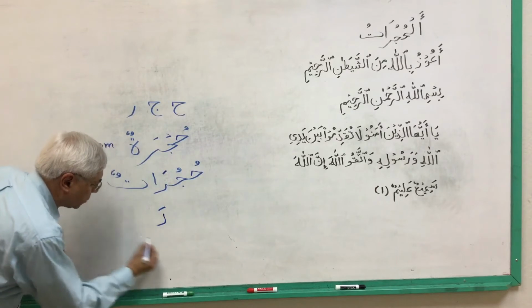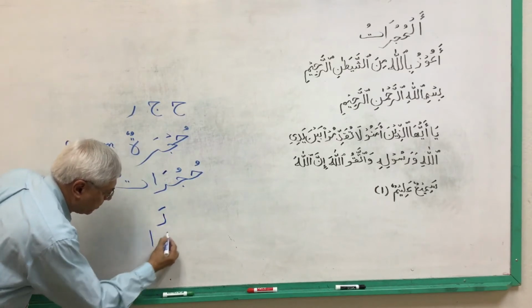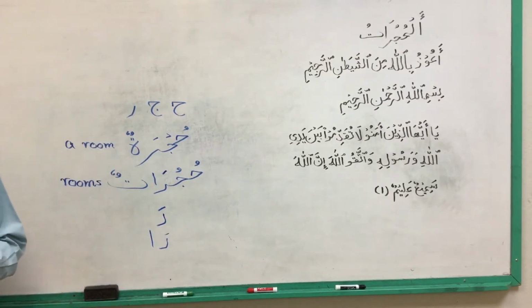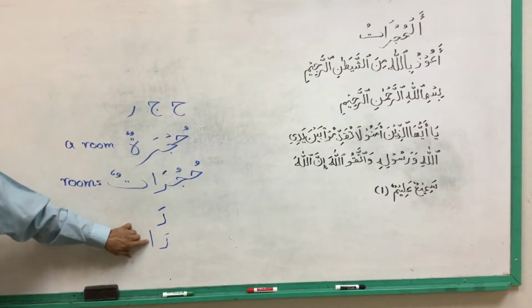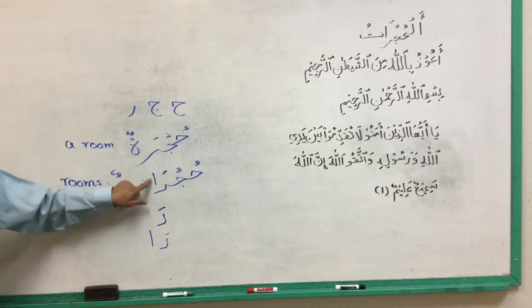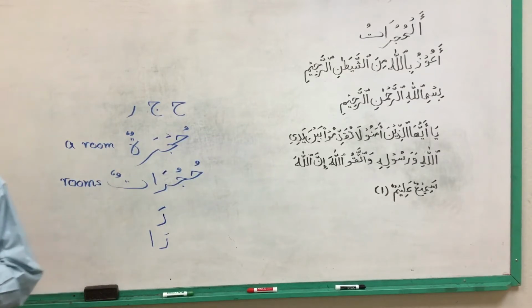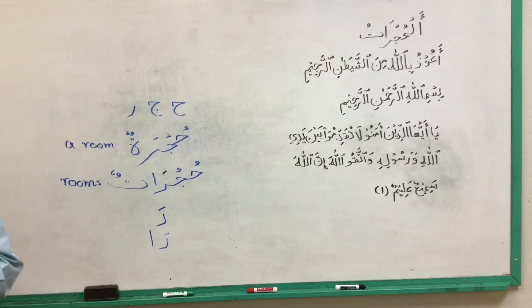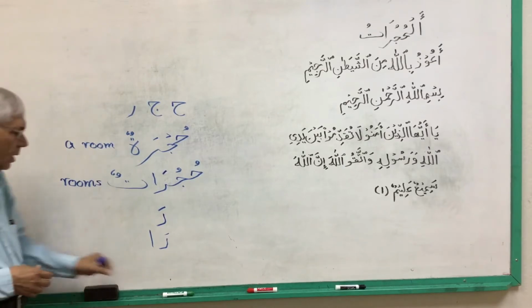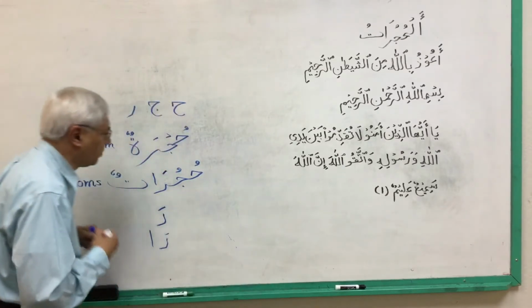So how would you pronounce these two? Okay. This is short ra, this is ra. So this alif is making the difference here. Okay. So hujuratun, hujuratun. So hujuratun means rooms. Okay. Now we add a few other things.